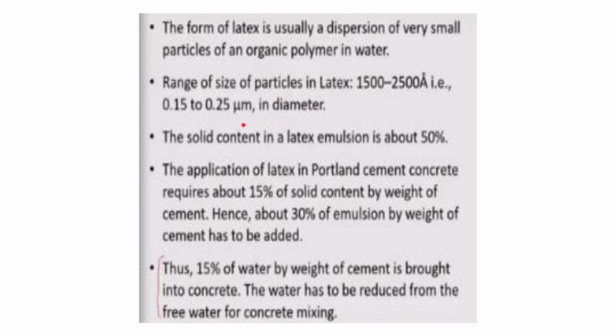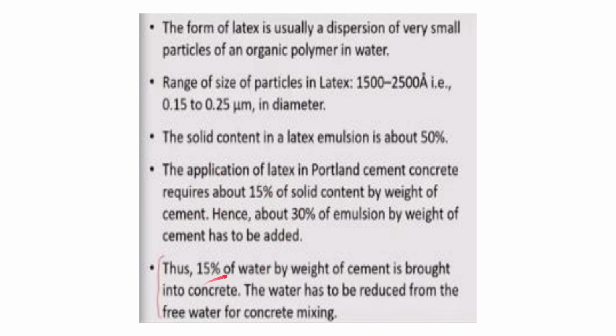The solid content in a latex emulsion is about 50%. The application of latex in Portland cement concrete requires about 15% of solid content by weight of cement. Hence, about 30% of emulsion by weight of cement has to be used. So the solid content is 15% by weight of cement, and therefore 30% of emulsion has to be used by weight of cement. So this is the latex application process.